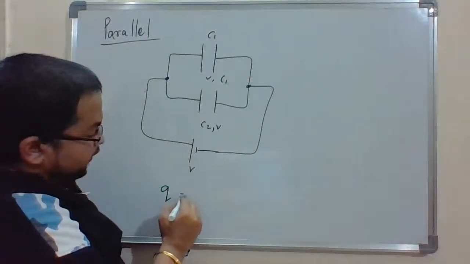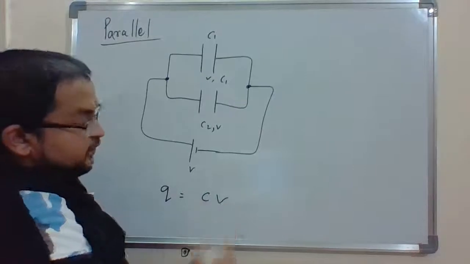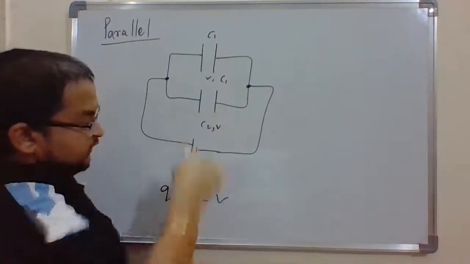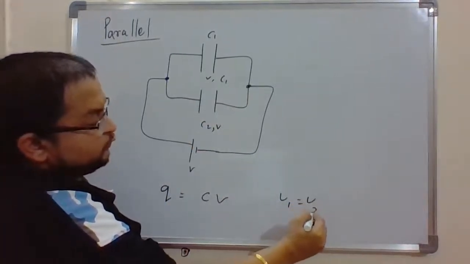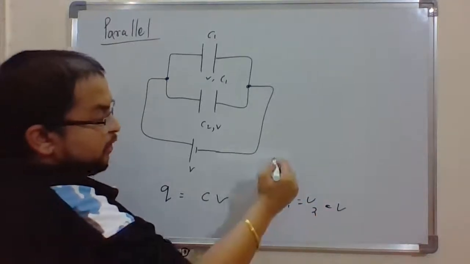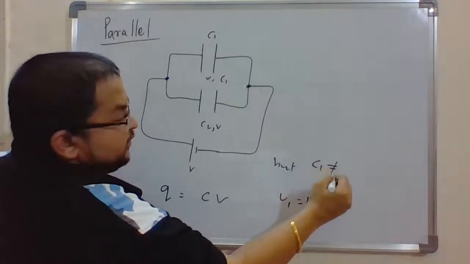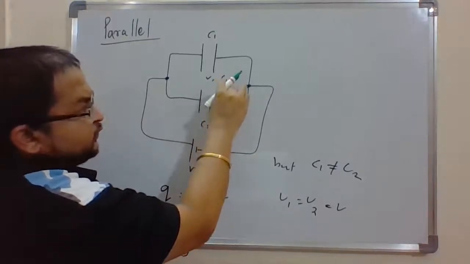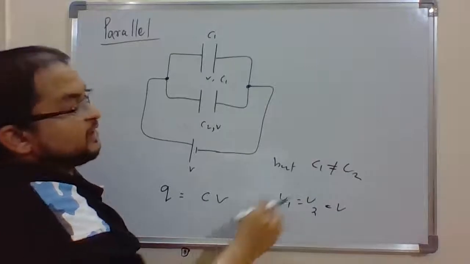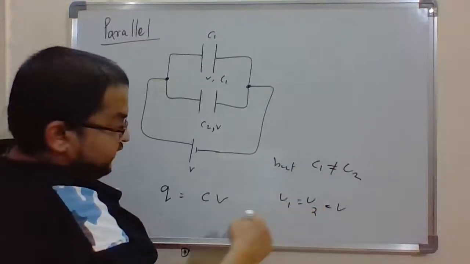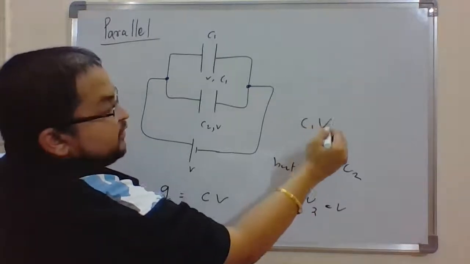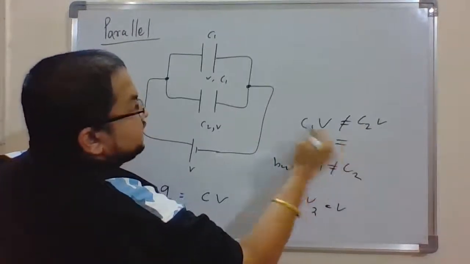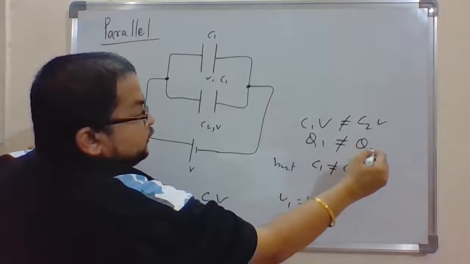We know Q equals CV, right? So between C1 and C2, we know that V1 equals V2 equals V. But in this scenario, C1 is not equal to C2. If C1 and C2 are equal, then it's a special case, and I would have written C rather than C1 and C2. So obviously, if C1 and C2 are not the same, then your C1V will not be equal to C2V, which means the charge on the plates Q1 would not be equal to Q2.